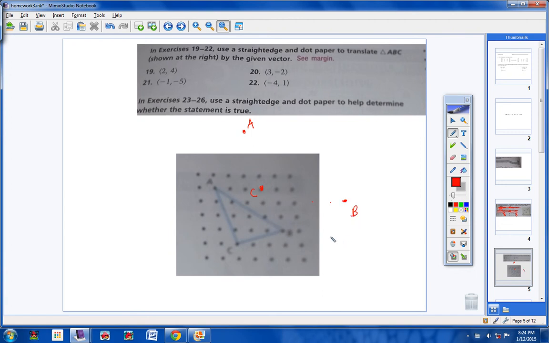Okay? So, no, that can't be right actually. Let's try that again real quick. Positive 2. So, over 2 this way, 1, 2, and then up 4, 1, 2, 3, 4. So there we go. Triangle A.